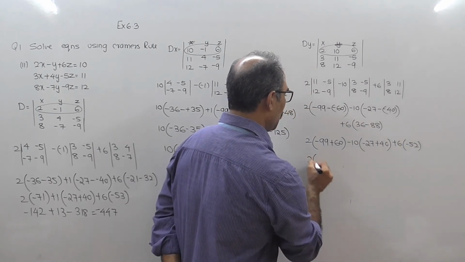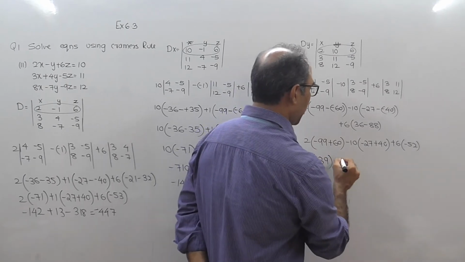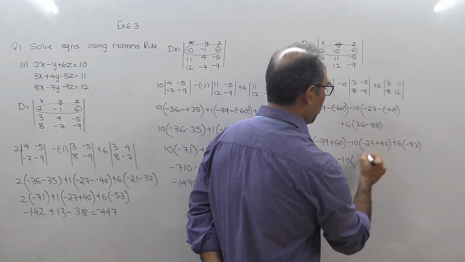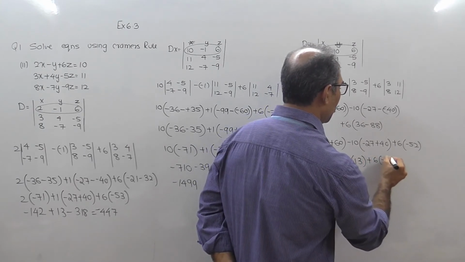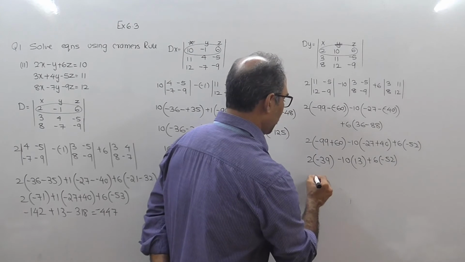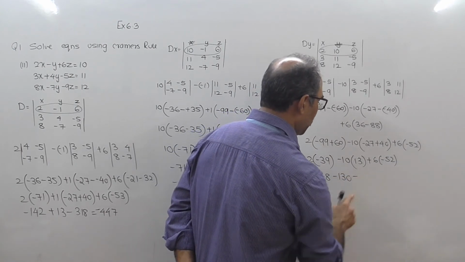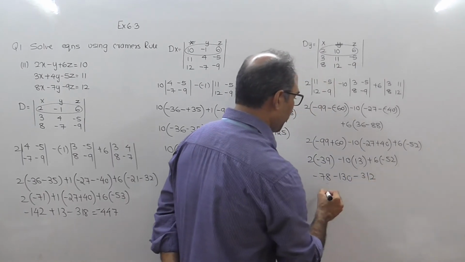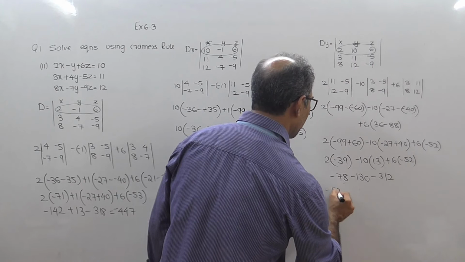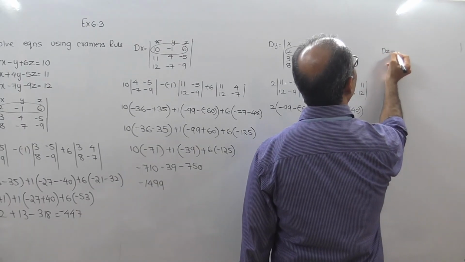I think this is 2, this will probably come to minus 39, minus 10, I think this is 13 plus 6 into minus 52. I think this is minus 78 minus 130. This is negative. 6 2s are 12, 6 5s are 30, 31. Negative 520. Next is we can go for dz.